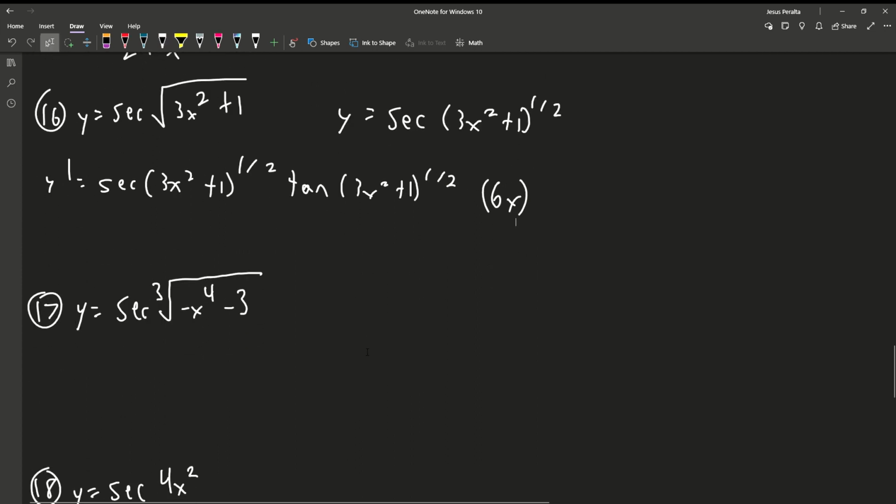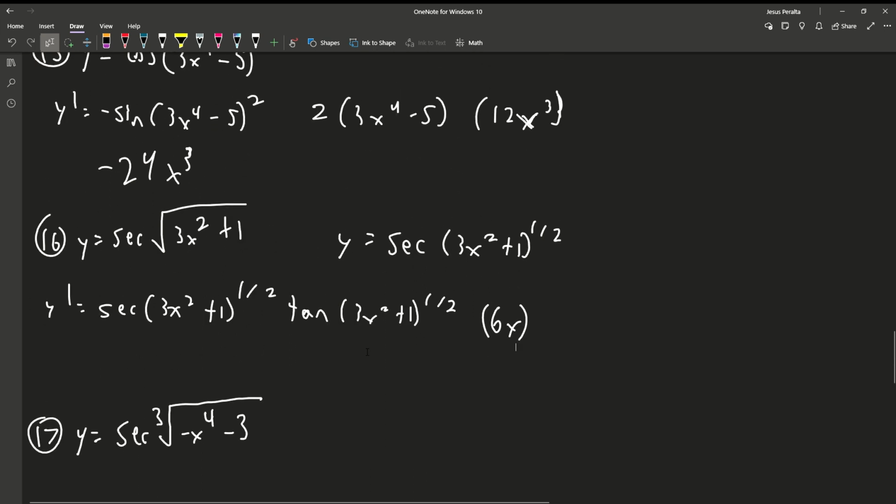Am I right? Oh, I'm slow. Oh, I almost made a mistake. Sorry. Chain rule: half, 3x squared plus 1. You subtract 1 and you're going to get negative half. And then you find the derivative. Boom.